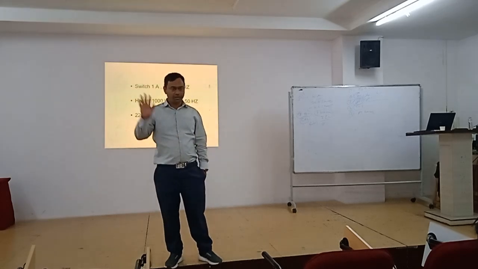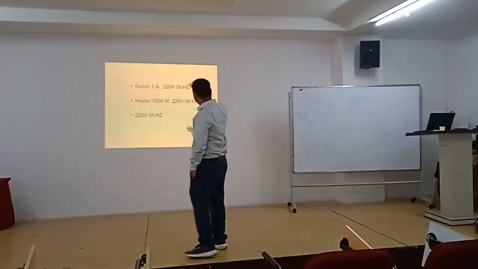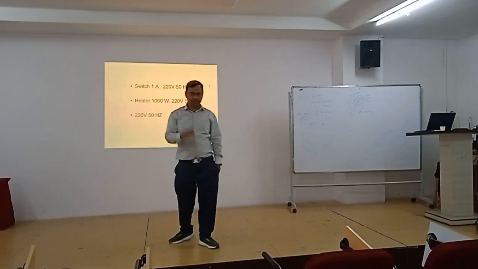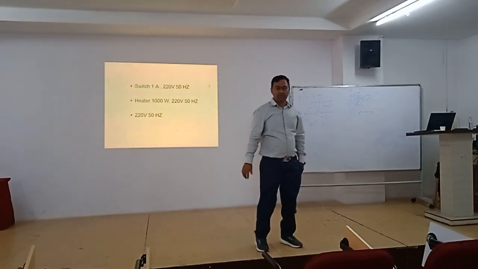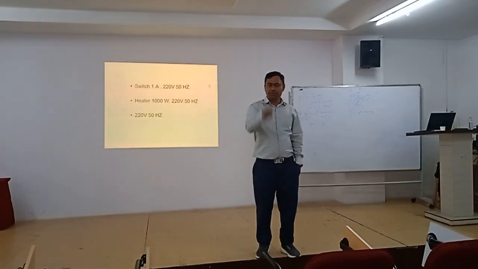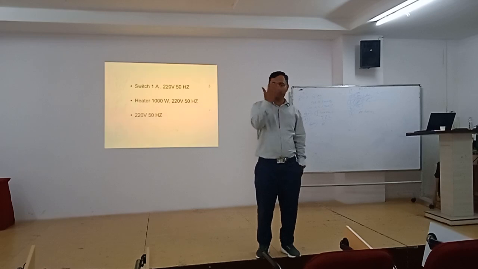We have a 1 ampere switch, 220 volt, and we have one heater, 1000 watt, 220 volt, 50 hertz, and we have a 220 volt supply. Now our aim is, when you switch on, the heater should be on, and when you switch off, the heater should be off.